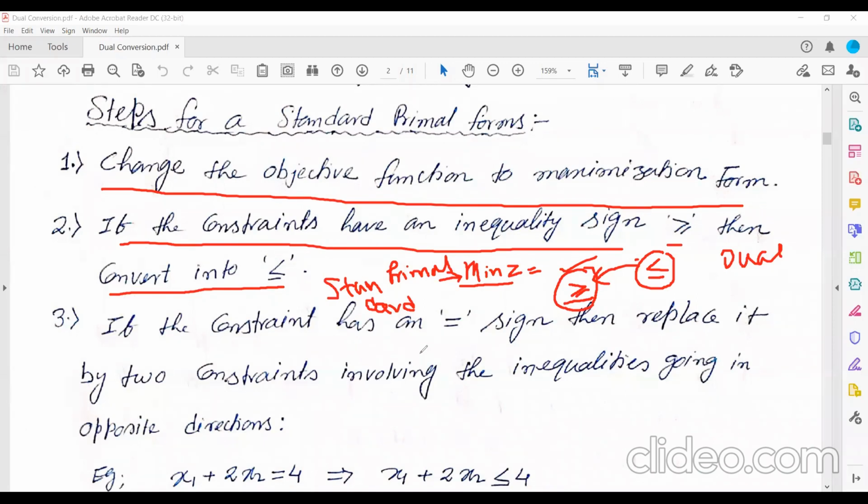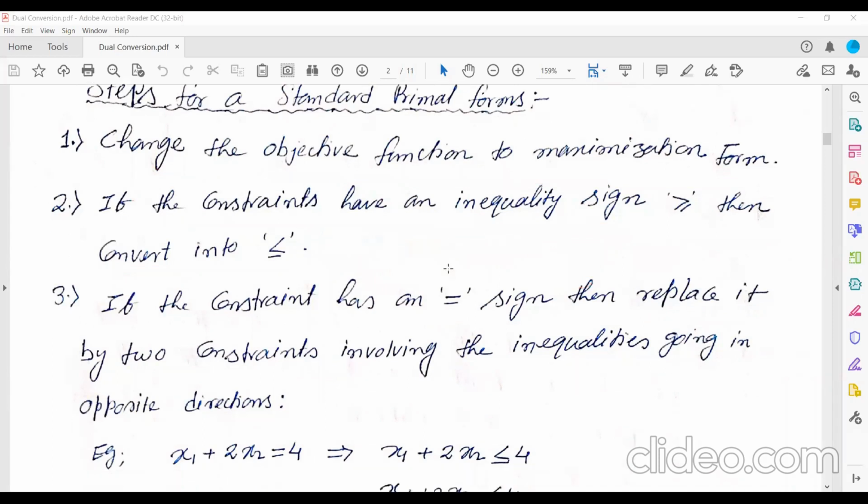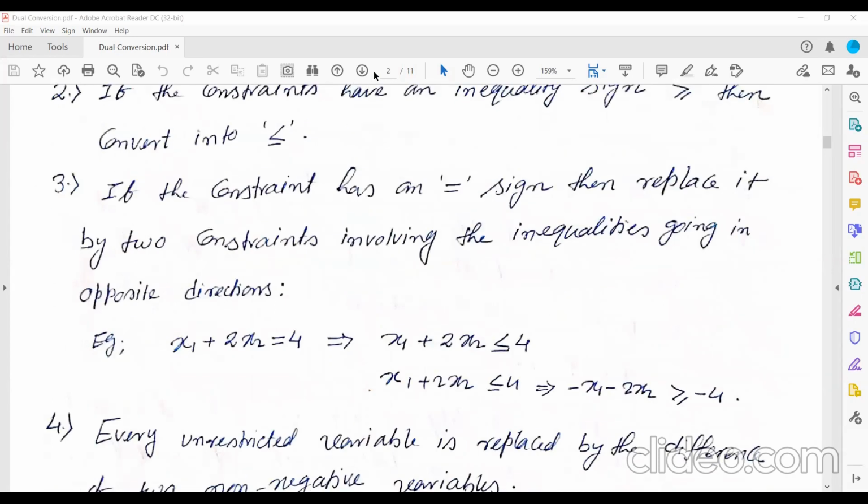Then if the constraint has an equality sign, meaning in your constraint there is no less than or equal to or greater than or equal to, but an equality sign is given, then replace it by two constraints involving inequalities going in opposite directions. That means, say for example, I have already written here, suppose your constraint will be this one.